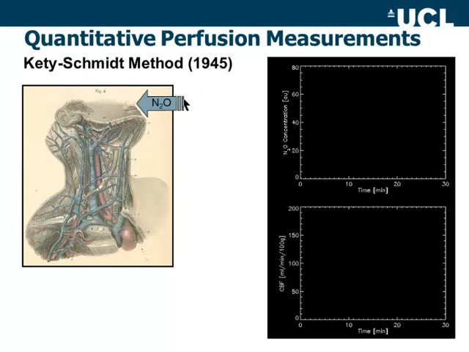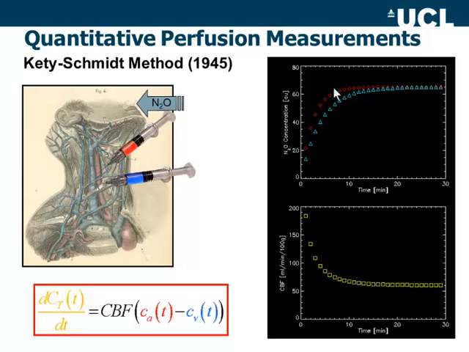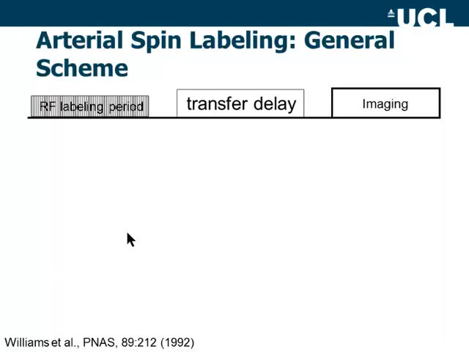So this is probably the first quantitative perfusion measurement technique, the Kety-Schmidt method, where you get the patient to breathe nitrous oxide, and by tapping the venous and arterial concentration, you can measure over time, and the difference between the arterial and the venous concentration gives you the blood flow. This is the very basic methodology that is used even in ASL today.